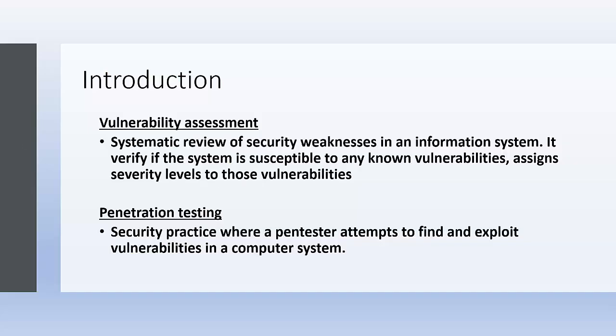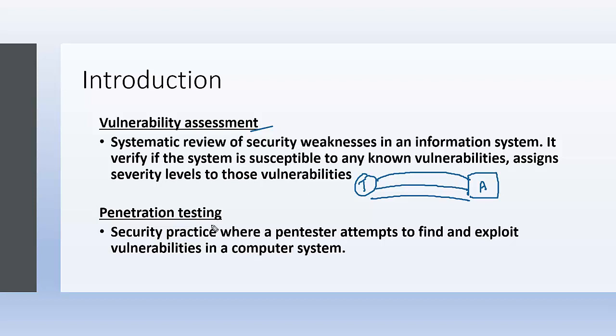Okay, so before discussing the CISO perspective on VAPT, let's first discuss the basics of VAPT. Vulnerability assessment is basically the systematic review of security weaknesses in the information system. It verifies whether a system is susceptible to any known vulnerabilities and assigns a severity level to those vulnerabilities. For example, we have a system A, and we have a penetration tester. He first tries to discover the weaknesses in the system, like passwords, patches, and all that. That is basically the role of VA.